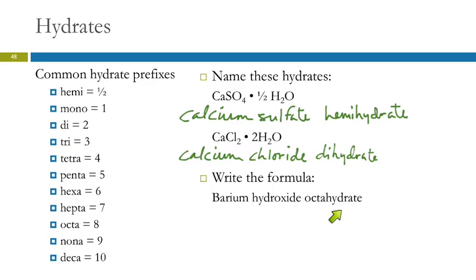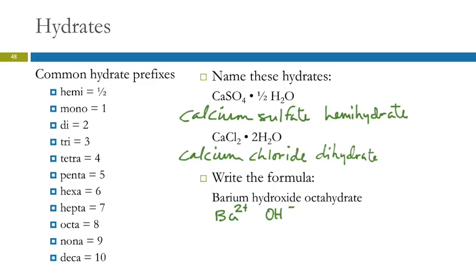So here's the name of a hydrate. Write the formula. Well, ionic compound, we need to look at the 2 ions present. So there's barium and there's hydroxide. How do we know what hydroxide is? It's OH minus. Why? Because that's what it is. You memorize it, right? What's the charge on a barium ion? 2 plus. Why?